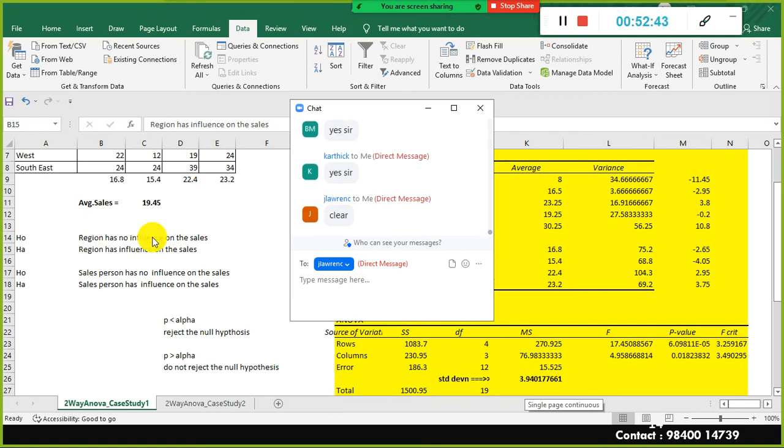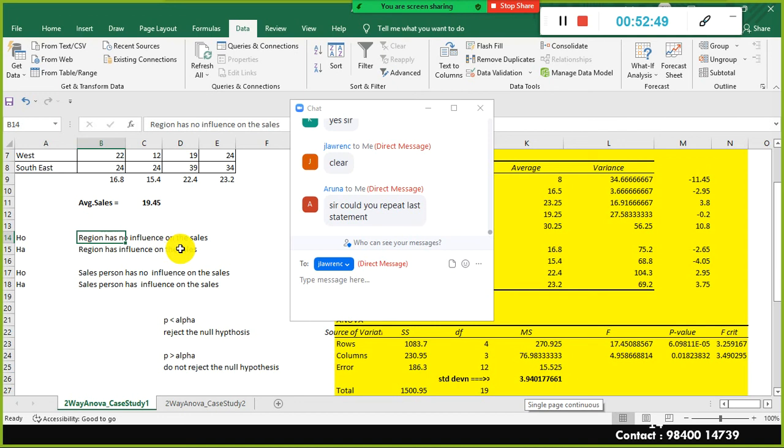Okay, sorry, here it should be like this. What we want, always remember, in the null hypothesis is what we want to reject. Region has no influence on the sales.